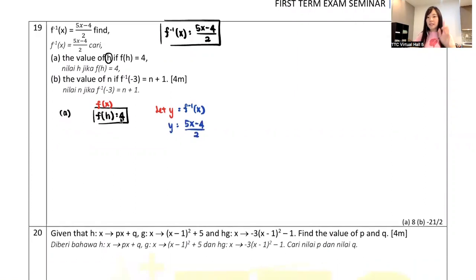I repeat again the slogan: start from single y, end with single x. Divide by 2, move it over, times 2. Minus 4, move it over, plus 4. Times 5, move it over, divide by 5.